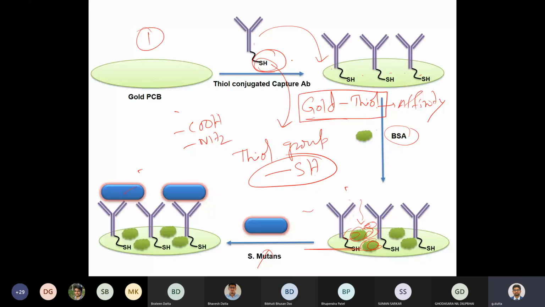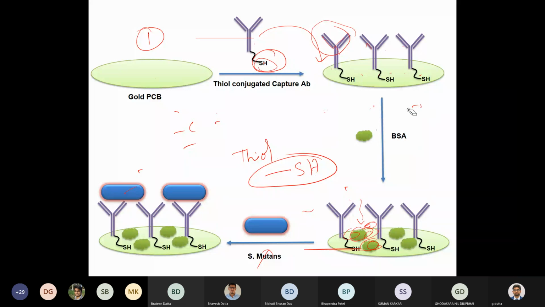So this is another conjugation method: how we can conjugate your antibody on the surface. You can make a thiol group on your antibody and drop it on your gold surface. So your surface should be gold in this case, very specific. Like avidin-biotin, gold and thiol have strong affinity and will bind on the surface. If you wash it, you will get only the antibody-coated gold surface. Make it clear. Okay, guys?